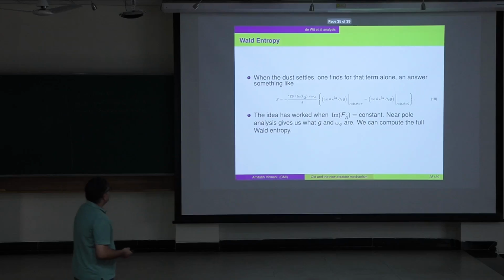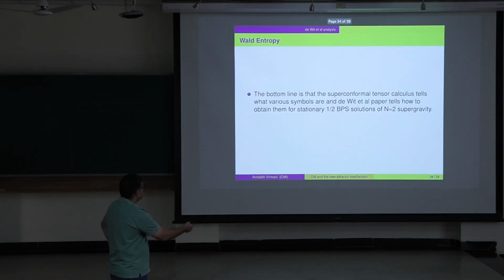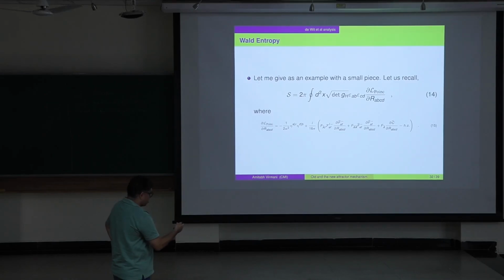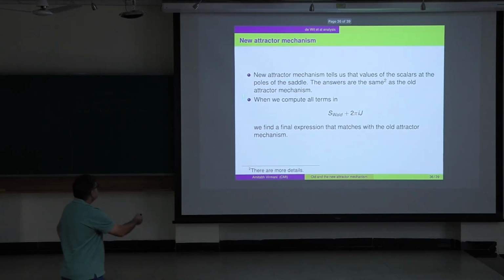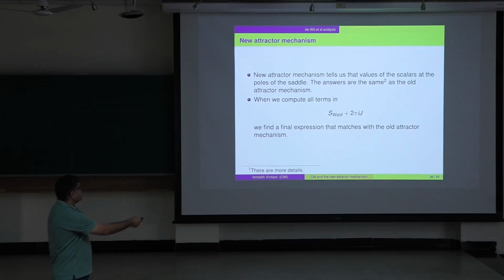Okay, now this is really the case where there is only this piece, but in general there can be more terms here, so one has to worry about these other pieces also. But this is where the new attractor mechanism comes in. The new attractor mechanism tells us what the values of the scalars are at the poles of the saddle. The answer turns out to be the same as the old attractor mechanism, and that's why Chen, Murthy and Turiaci were able to make this guess or conjecture. And once one uses carefully the new attractor mechanism, one finds that indeed the Wald entropy plus 2 pi ij expression exactly matches.